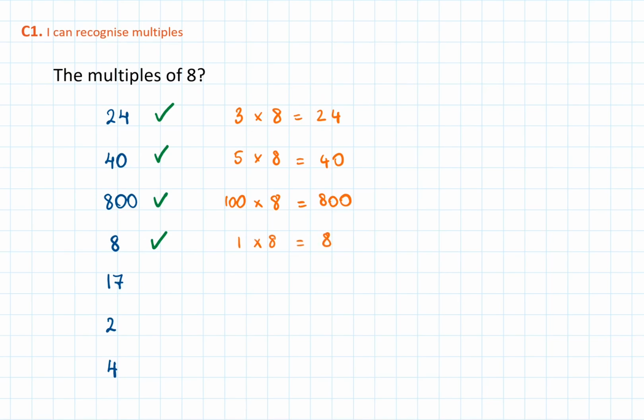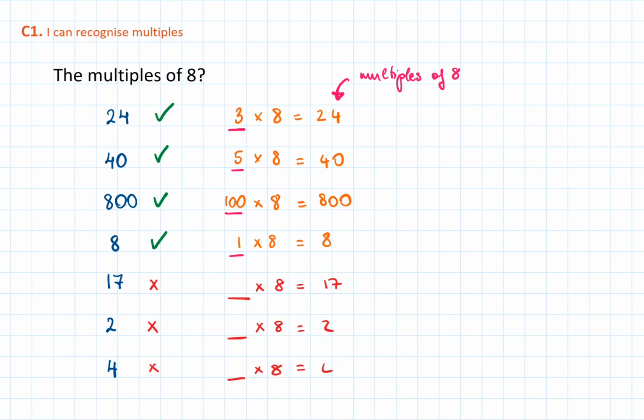So in general, we can say that a number will be a multiple of 8 if there's a natural number which we can multiply 8 by and get this number. To continue, 17 is not a multiple of 8 because there's no natural number multiplied by 8 which will give me 17. Similarly, 2 and 4 are also not multiples of 8 because there are no natural numbers which we multiply by 8 to get 2 or 4.